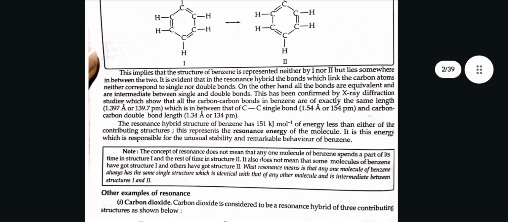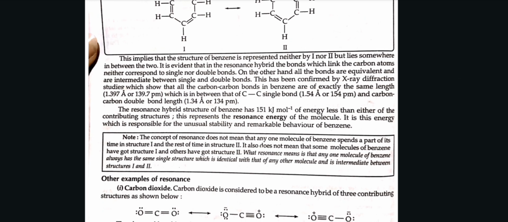So it is noted that the concept of resonance does not mean that any one molecule of benzene spends a part of its time in structure 1 and the rest of the time in structure 2. It also does not mean that some molecules of benzene have structure 1 and others have structure 2. What resonance means is that any one molecule of benzene always has the same single structure, which is identical with that of any other molecule and is intermediate between structures 1 and 2.